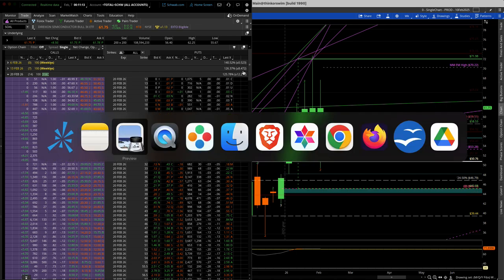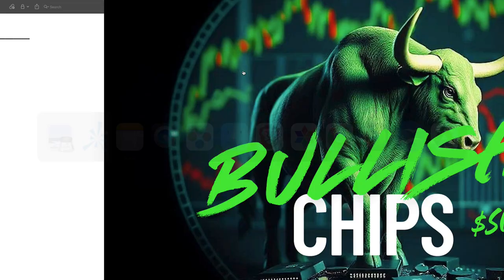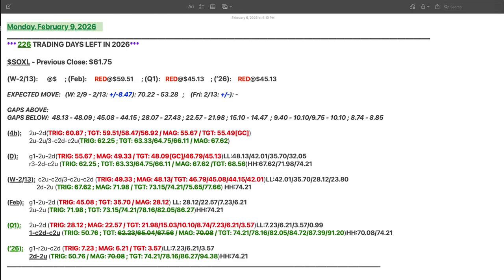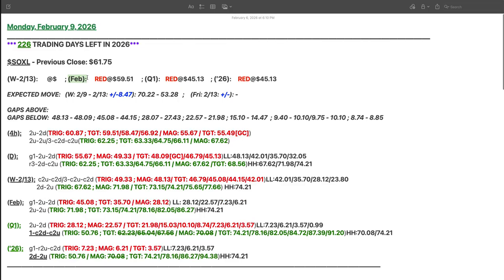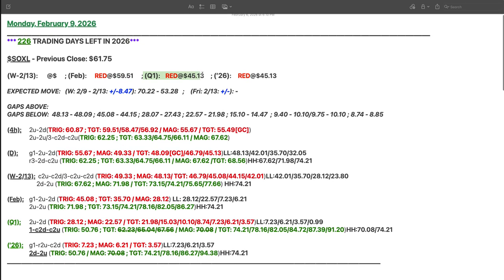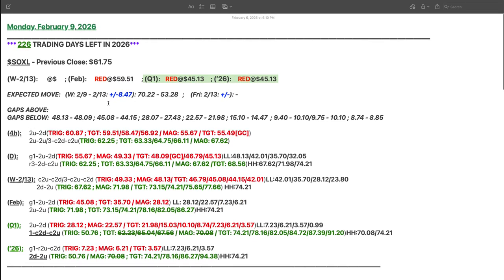So if we go back to our notes, all right, so for Monday, February 9th, there will be 226 trading days left in 2026. The close price on Friday was 61.75. We don't know what the week flip will be yet, because the week hasn't traded yet, and we do know what the month, quarter, and year will flip red. The month flipping red at 59.51, and then the quarter and the year obviously flipping at 45.13. The expected move, like we talked about, is $8.47.